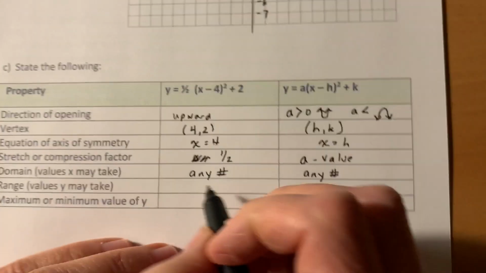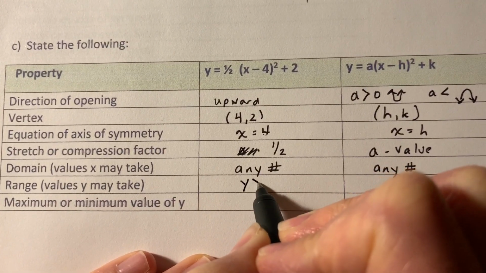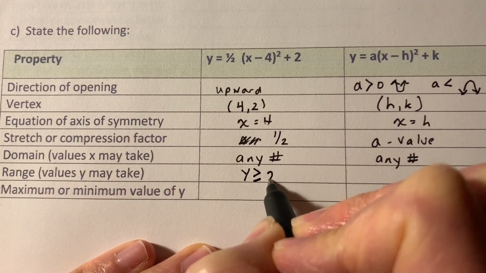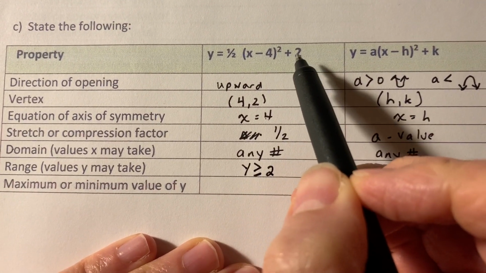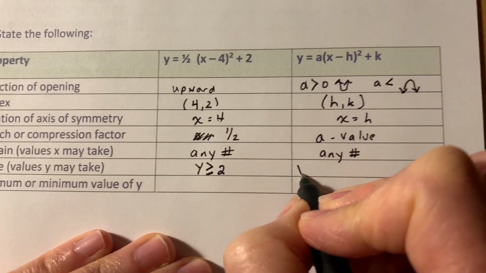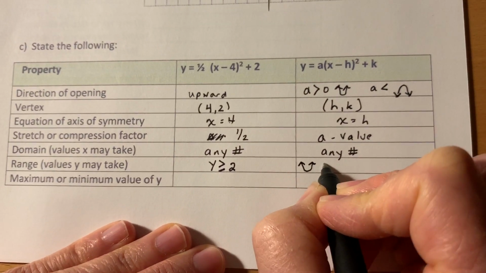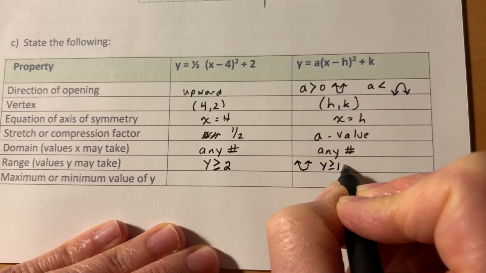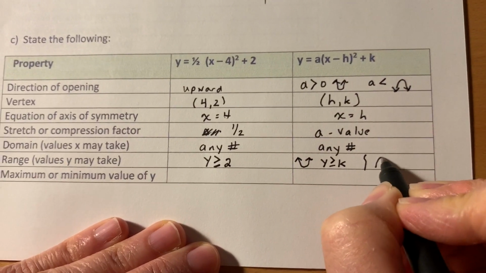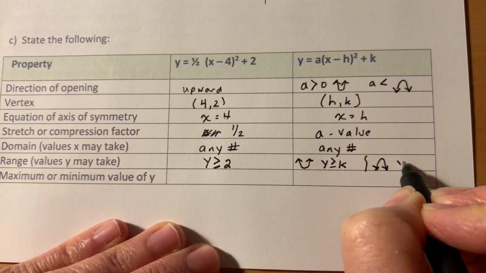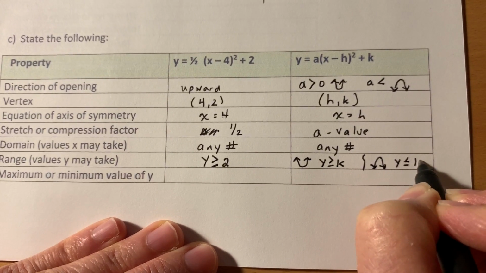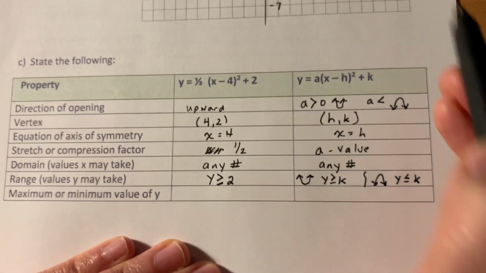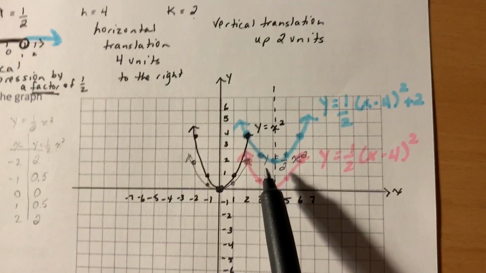So I write that as y is greater than or equal to 2. Well, where do you see 2? It's k. So if it opens upward, it's going to be y is greater than or equal to k. Now, if it opens downward, it will be the opposite to that. Okay? The max or the min value is always your y value.